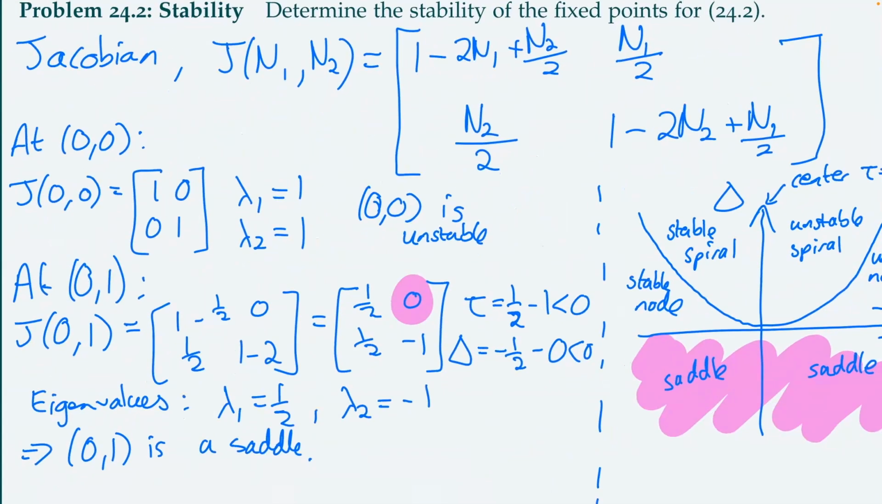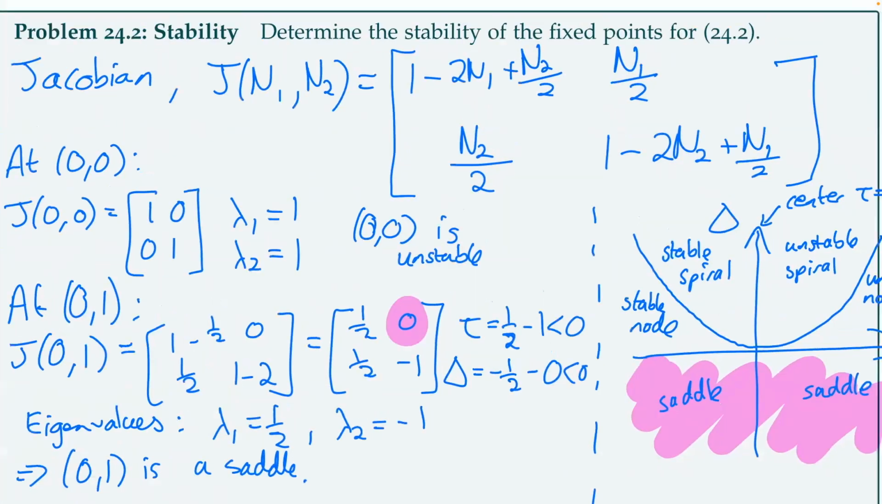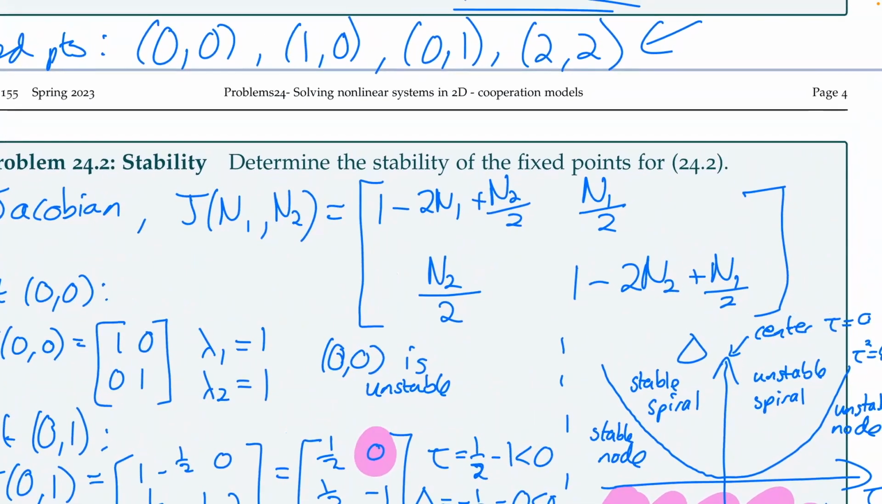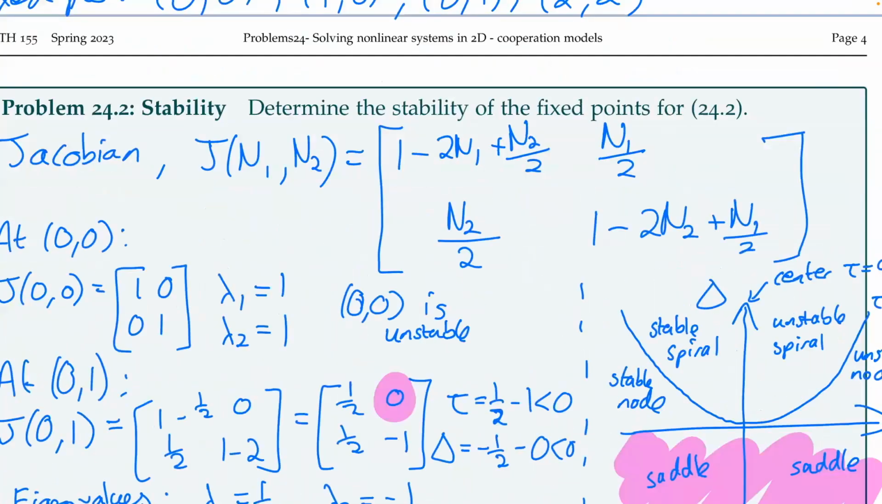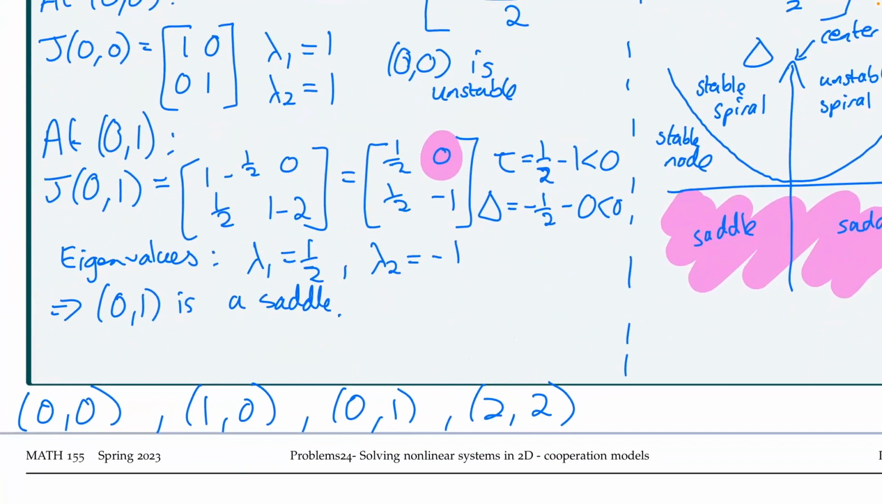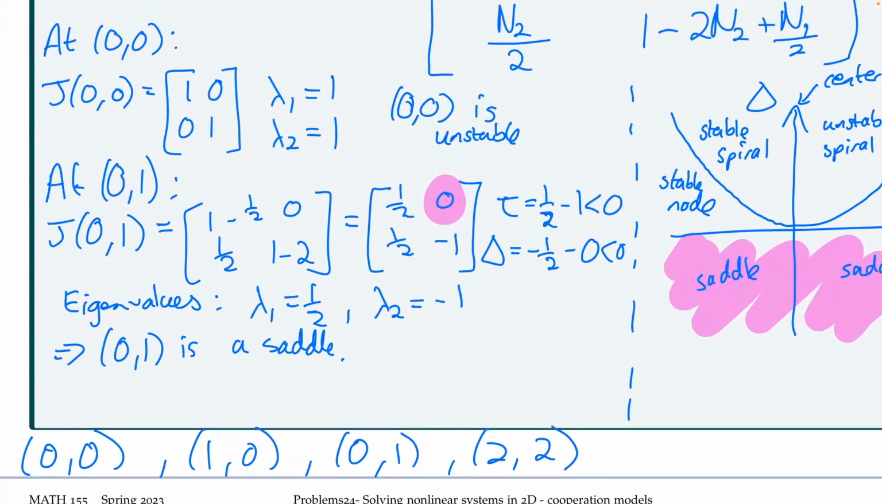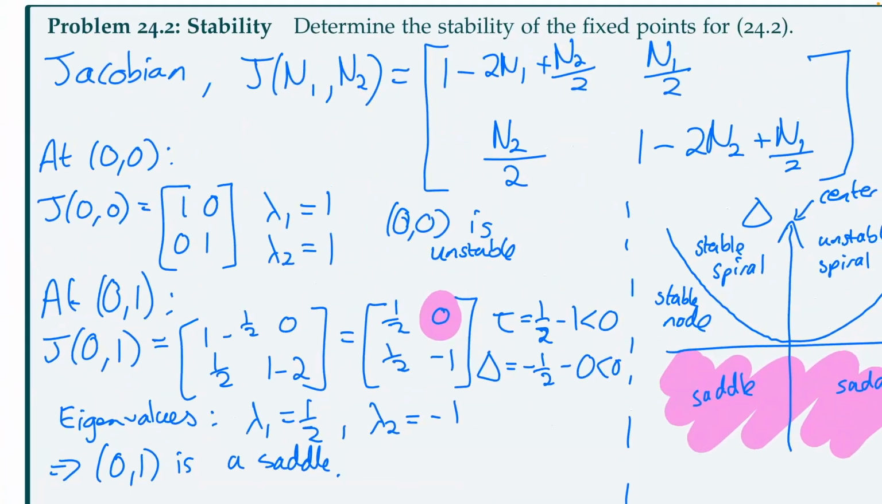Let's see. Yes, it should be 3 over 2, I think. I think I just copied that down incorrectly. Oh, I think it's because I started doing the 1, 0 instead. So yes, n1 is 0, and then you add on a half here. So this should be correct. That should be 3 over 2.